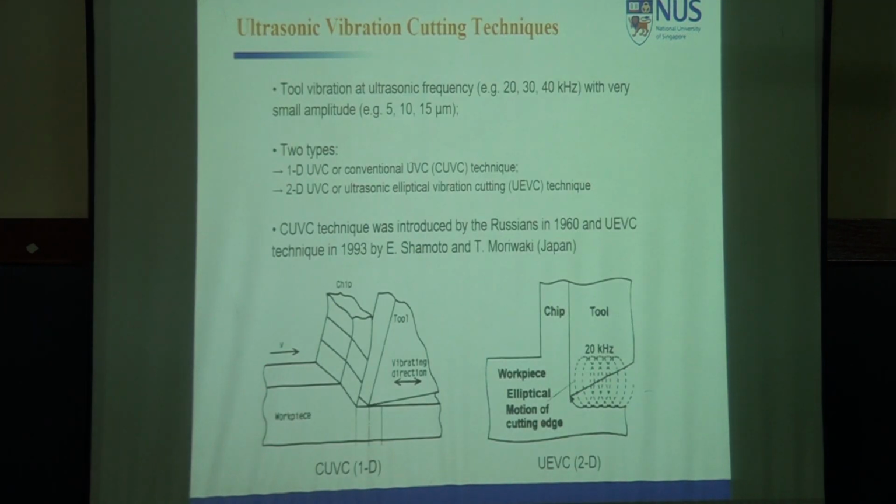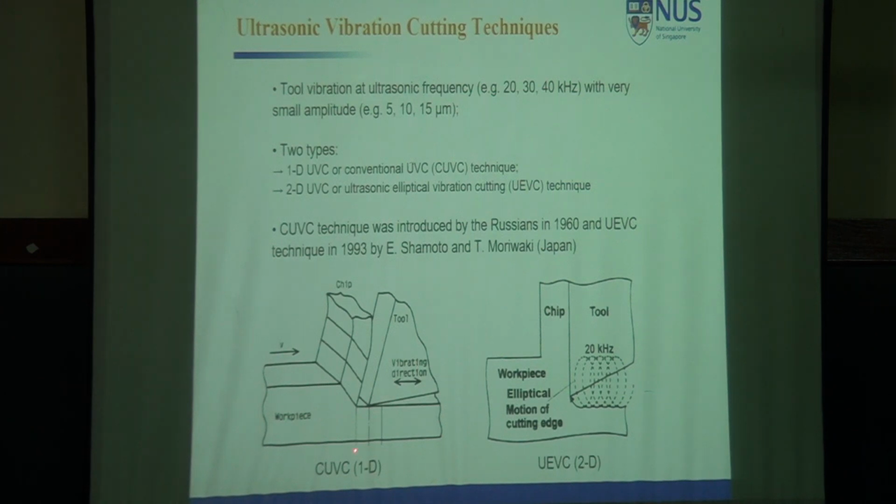Micro-texture examples. Now, when we bring in vibration, ultrasonic vibration device, it is done at very high frequency and amplitude can be varied. So it could be 1D, which is the conventional ultrasonic vibration device, and it could be 2D, which is the ultrasonic elliptical vibration device. Now let us discuss their advantages and disadvantages.